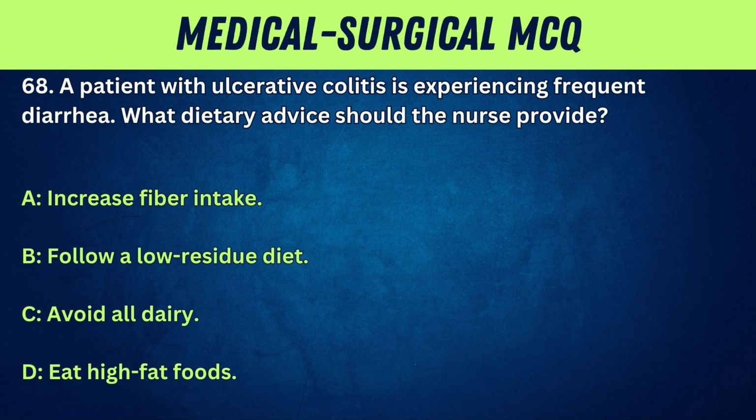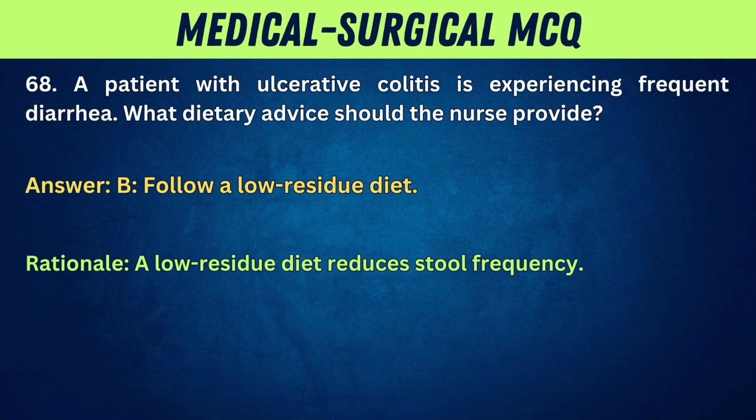68. A patient with ulcerative colitis is experiencing frequent diarrhea. What dietary advice should the nurse provide? A. Increase fiber intake. B. Follow a low-residue diet. C. Avoid all dairy. D. Eat high-fat foods. Answer: B. Follow a low-residue diet. Rationale: A low-residue diet reduces stool frequency.